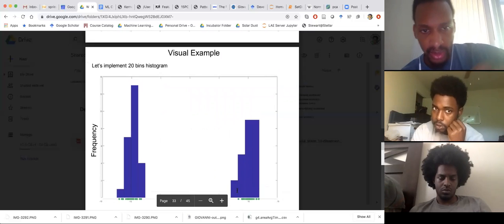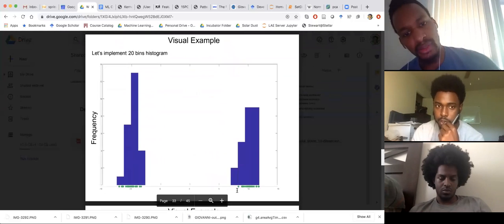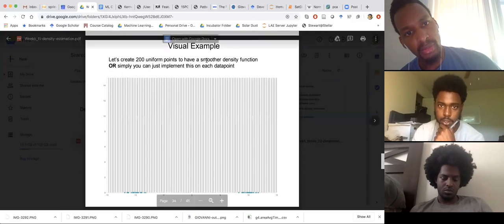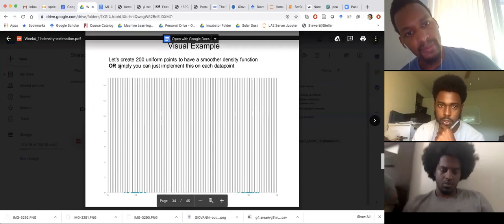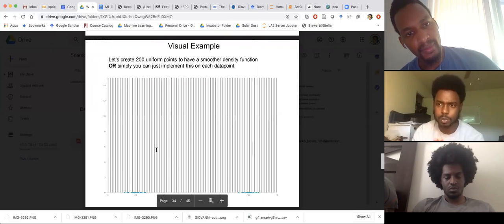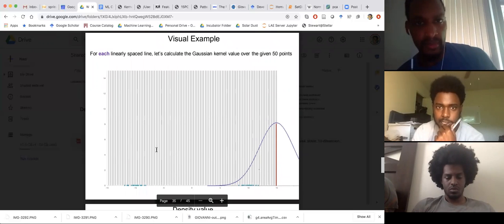Okay. So here are the data points. We have 50 data points. We could use the histogram, and we just have a frequency. Or we could create 200 uniform points to have a smoother density function, or you can simply implement this on each data point. So we could do 200 different points, and then we have a smoother density function, or we could just put it on each. I don't think I actually understand this very well.